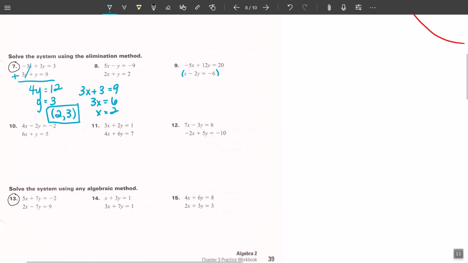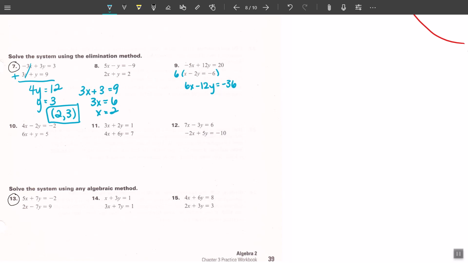You could multiply through by 5 on this bottom because that would give you a negative 5x on the top and a positive 5x on the bottom. Or you can multiply through by 6. If I do that, then I end up with 6x and negative 12y, and that equals negative 36. You remember to multiply the constant by the 6 as well. Both sides of the equation need to be multiplied by the 6.